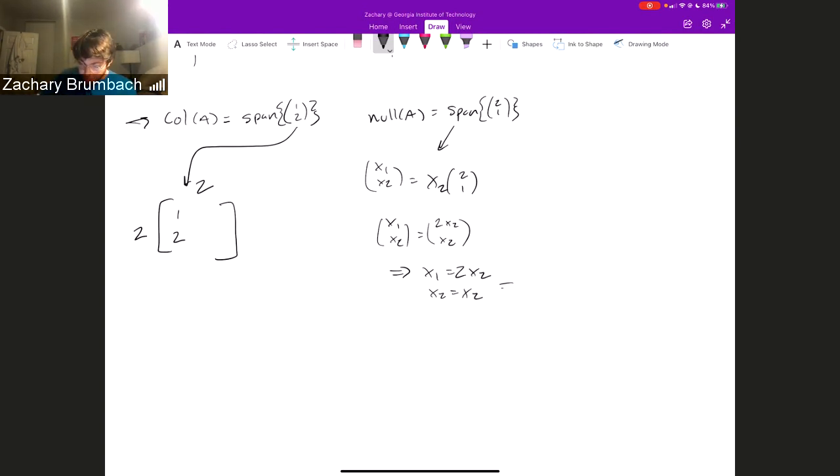So let's rearrange this. x1 minus 2x2 equals 0, and we subtract this over as well, 0 equals 0. This is our reduced row echelon form. So from this matrix, we have 1 x1, negative 2 x2, 0, and 0. Remember, for null space, we augment with 0. You can ignore that column. This is the important thing you need.